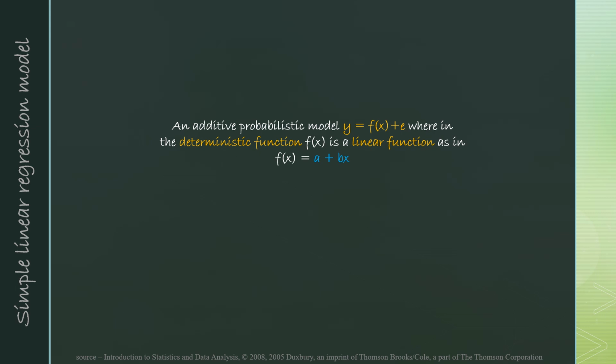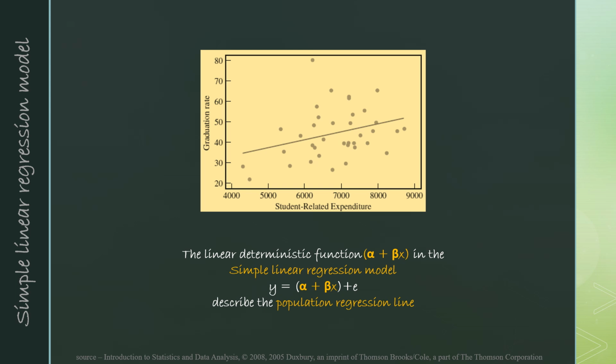An additive probabilistic model y equals f of x plus e, wherein the deterministic function f of x is a linear function as in f of x equals a plus b multiplied by x, is called a simple linear regression model, denoted by y equals alpha plus beta multiplied by x plus e, where alpha replaces a and beta replaces b. The linear deterministic function alpha plus beta x in the simple linear regression model describes the population regression line, not the sample regression line.